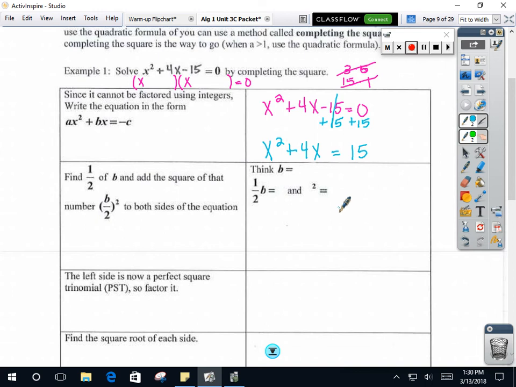Then step 2 is, what is the b? 4. You're going to take the b value of 4, divide it by 2, and square it, which will be 4. Don't worry about this stuff. Just do b divided by 2 squared, and you get 4. You're now going to take that 4, and you're going to add it in right here and right here. See how I just basically rewrote this, but now I've added 4 on both sides?